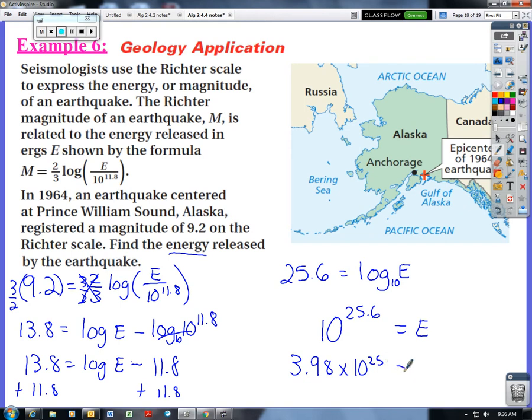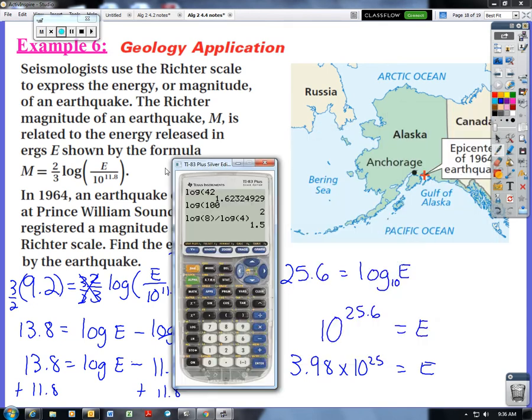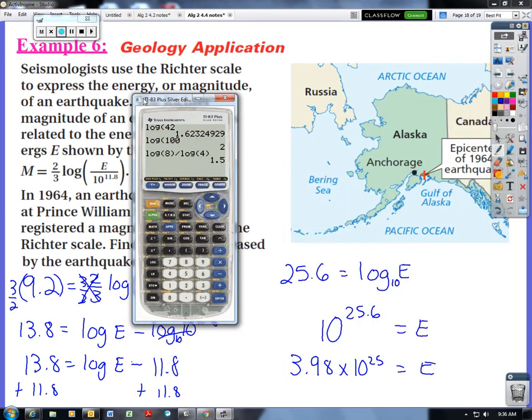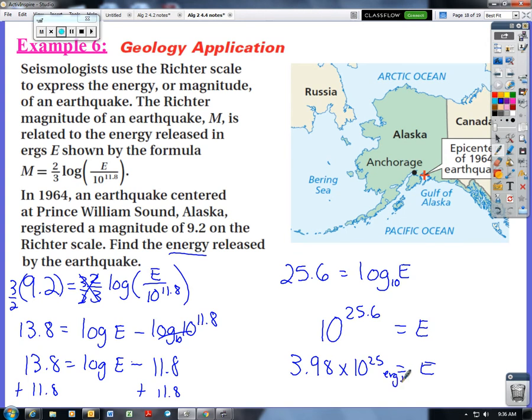I think I'll do that so that you can see how I got that. We'll do that here. So I did 10 raised to 25.6. And make sure you look over here to the right where there's this E25, that means times 10 to the 25th. And then also you should write the units, which are ergs. I don't know what the symbol is, so I'll just write ergs.